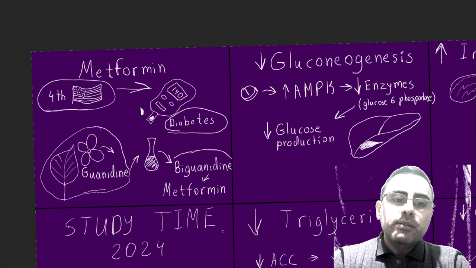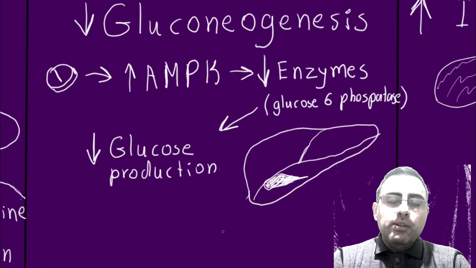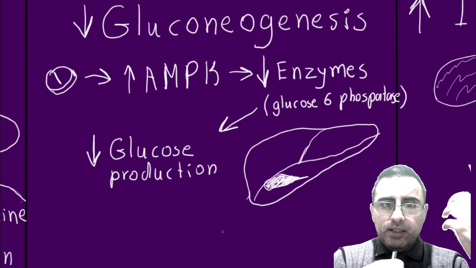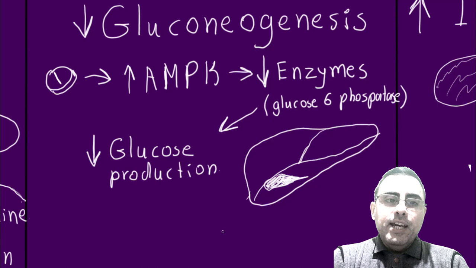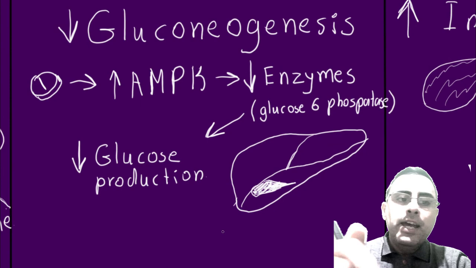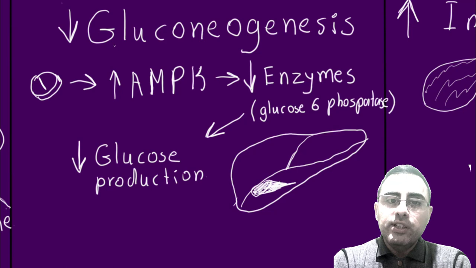Now let's discuss what metformin is doing. First, and one of the most important, is it reduces gluconeogenesis. And what is gluconeogenesis? When we're eating, we get energy from foods. We get glucose directly from simple sugars, but we get also proteins and also fats, and eventually they are converted to glucose in the liver. And this process is called gluconeogenesis. And the liver is doing this.